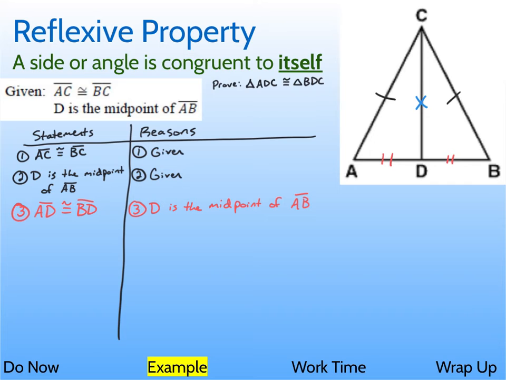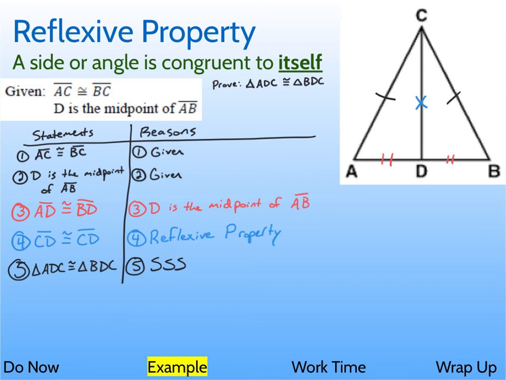So let me put that in the proof. CD is congruent to CD because of the reflexive property. And the reason we want to use this is because CD is part of this triangle and it's part of this triangle. And obviously it has to be congruent to itself because it's the same side. All right, so we're ready to prove that these two triangles are congruent now.